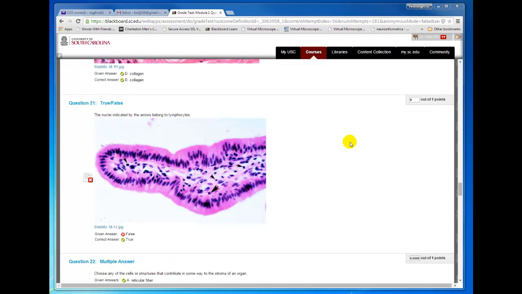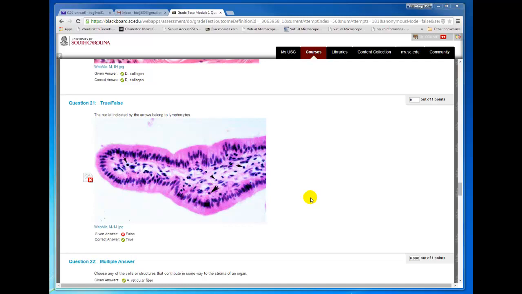Now this question, indicating very tiny nuclei that are round and very dense, and the nuclei do belong to lymphocytes. Now perhaps those that missed this question either didn't know the characteristic features of the nuclei of different cell types, or did not take a close look at this.